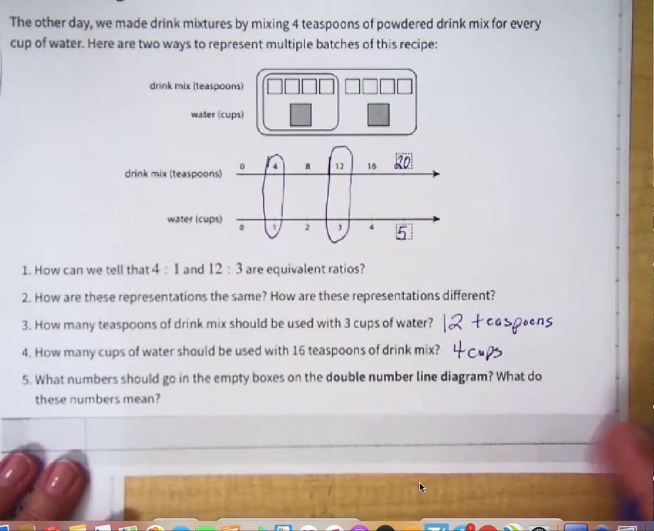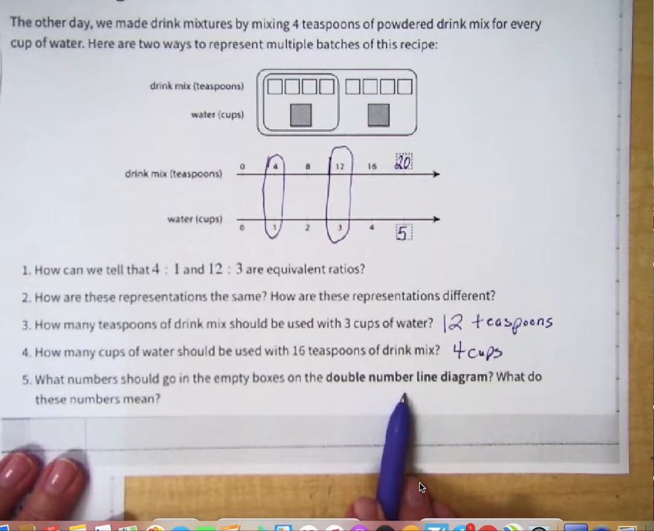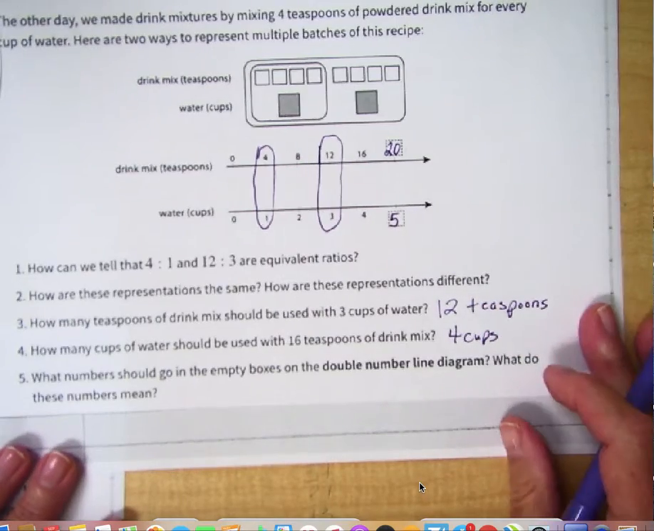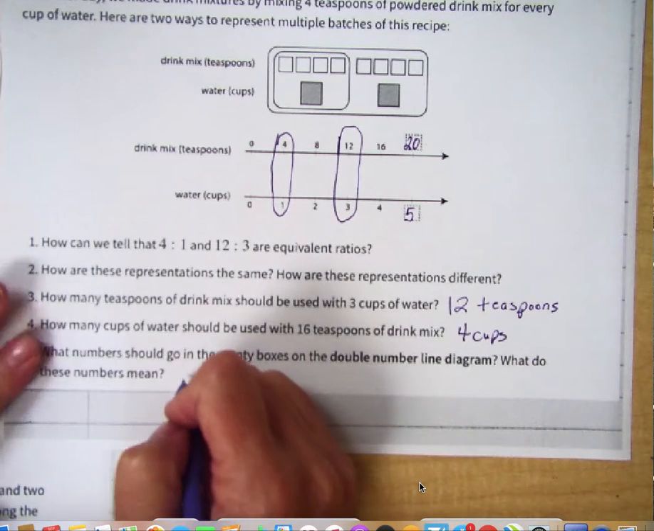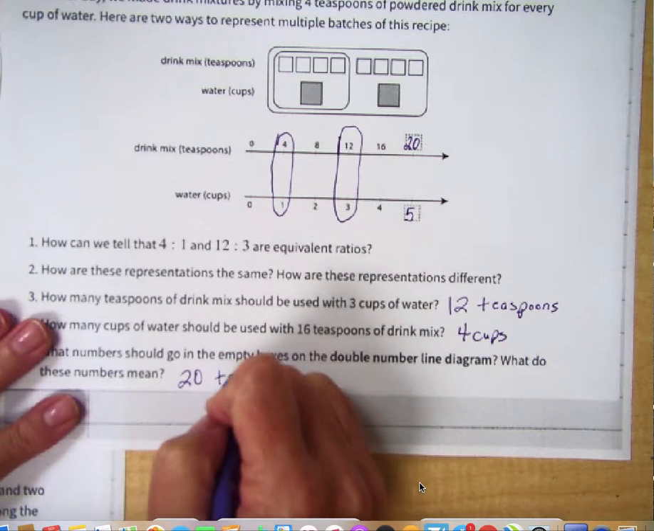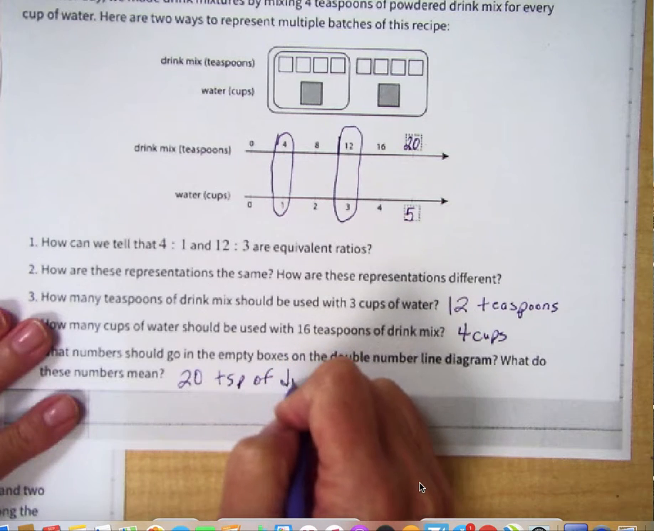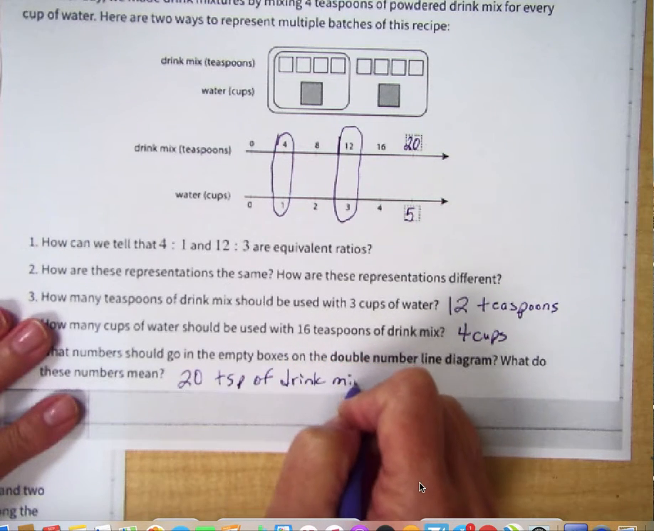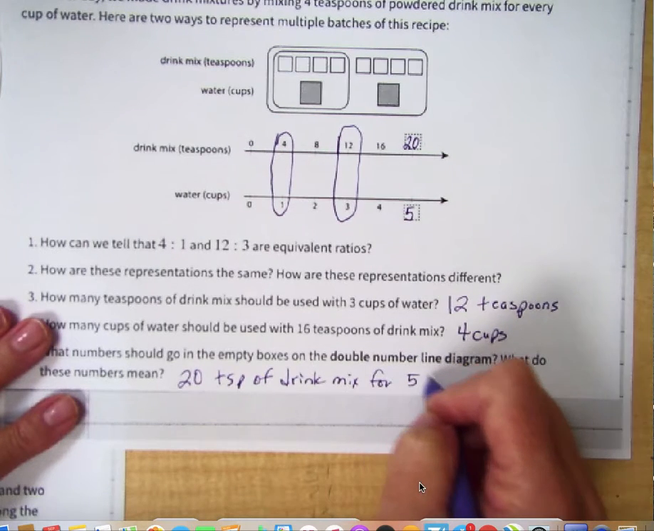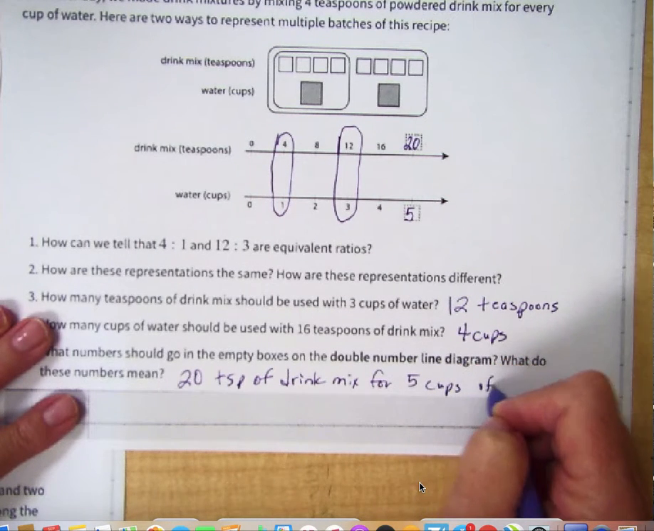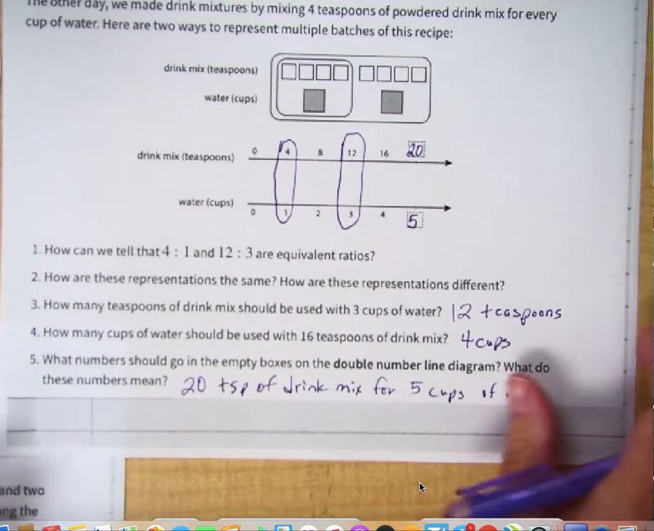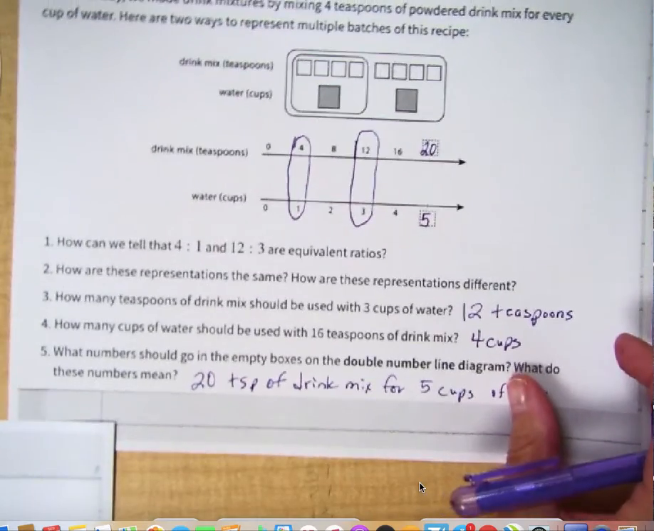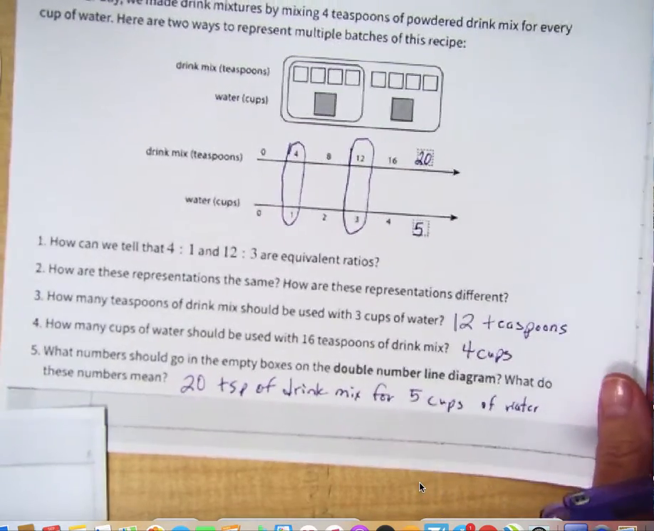Okay? What number should go in the empty boxes? Well, I've already filled them in. Let's talk about what they mean. Well, that means 20 teaspoons of drink mix for 5 cups of water. Now, are they going to taste the same as the others? Absolutely. They absolutely should. Okay? Any questions? Again, you can pause the video if I go too fast.